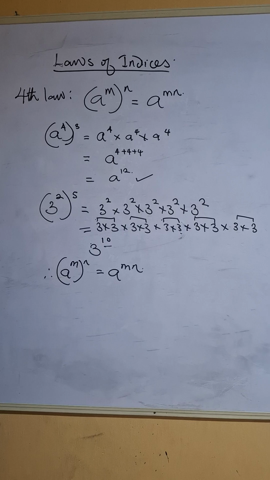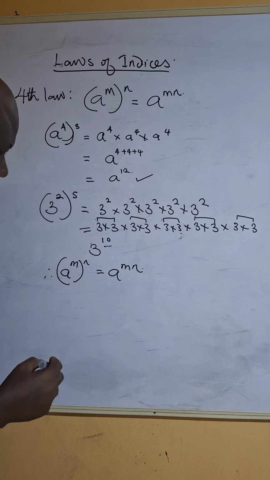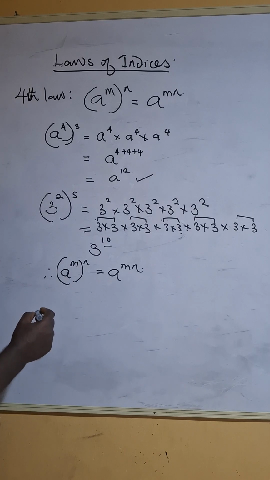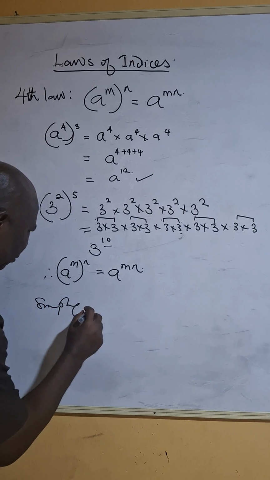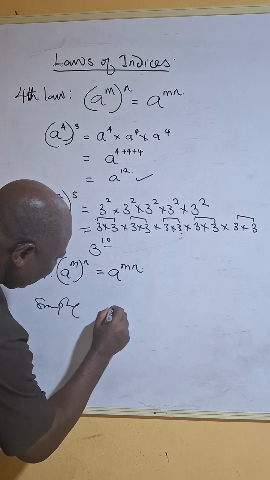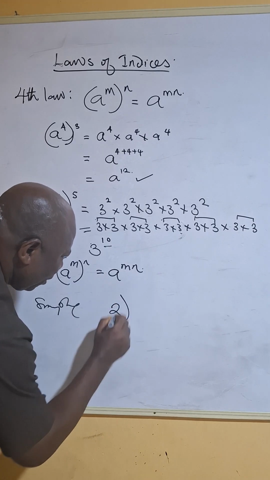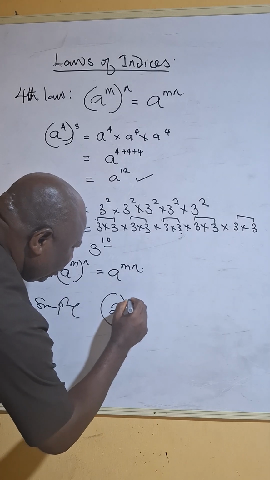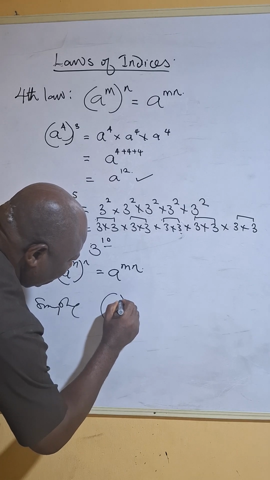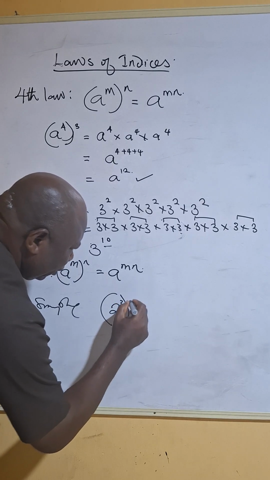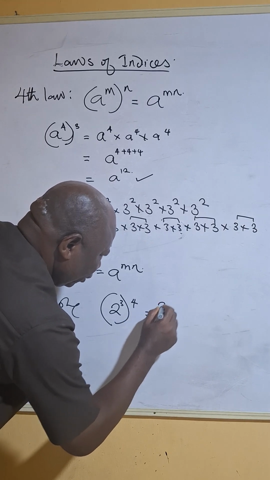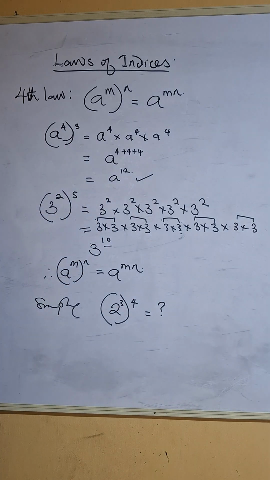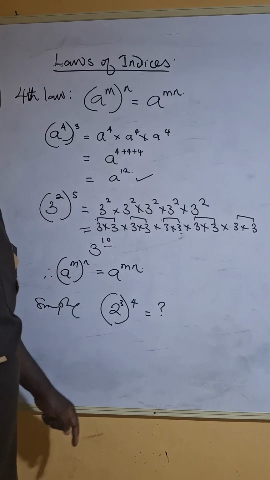Kindly drop your answer to this question before we proceed. Simplify 2 raised to power 3, into 4, and let's see what your result will be in your comments.